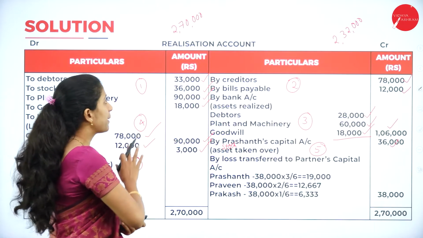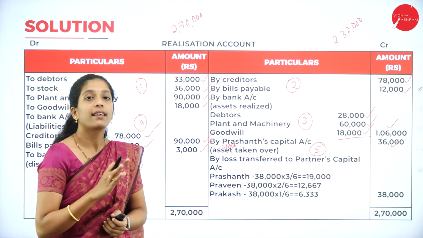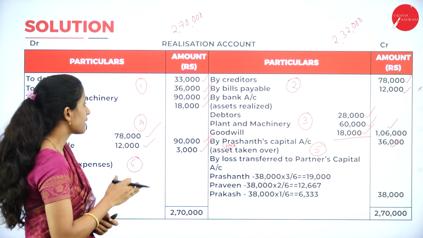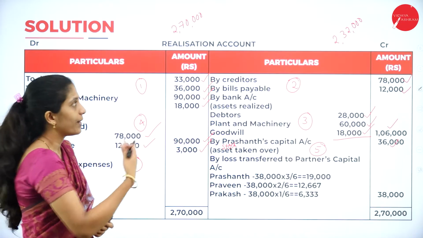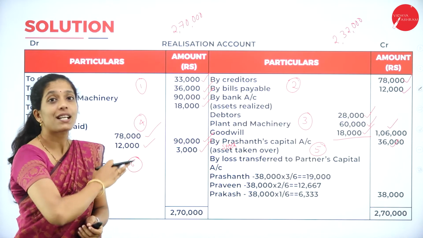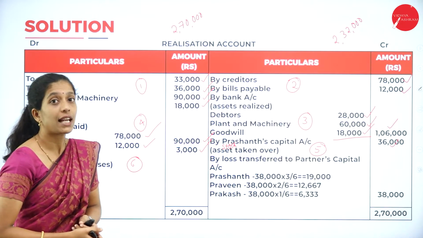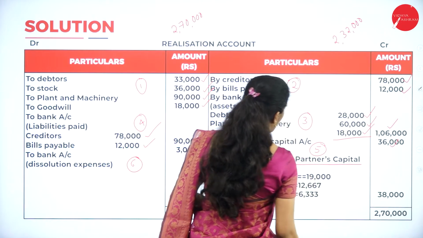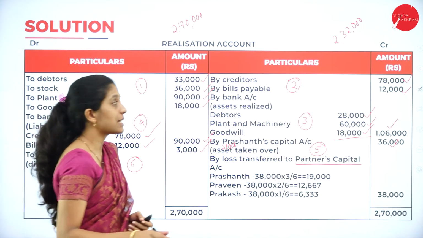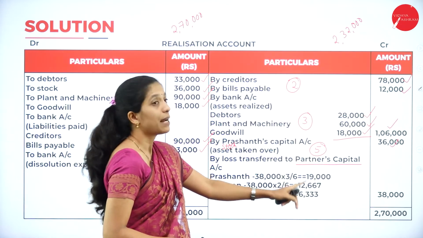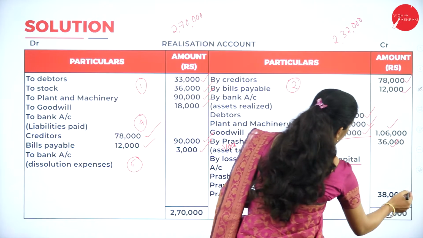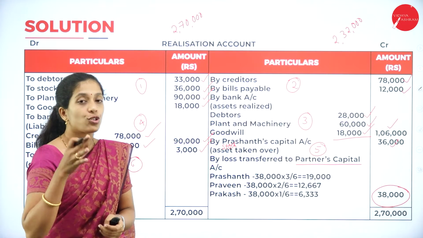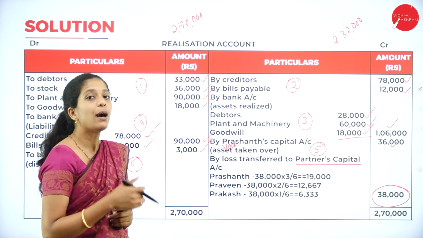So in this problem, debit side is more than credit side. It means what? Realization loss. Okay. If the credit side is more than debit side, it is realization profit. But in this problem, debit side is 2,70,000 whereas credit side is 2,32,000. So debit side is more than credit side. So what is it? It is realization loss. So the loss has to be transferred to partners' capital account. So you will get a balancing figure. So write 2,70,000 both the sides minus 2,32,000. You will get the balancing figure of 38,000. Now what is this 38,000? It is realization loss. So transfer that loss to partners' capital account in their profit sharing ratio.